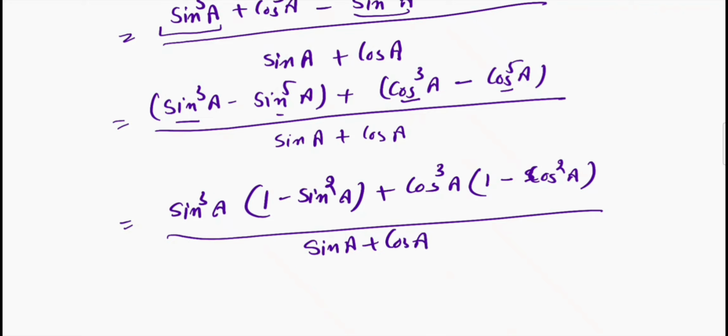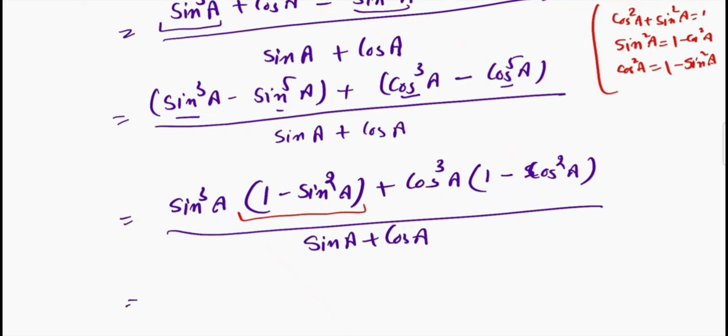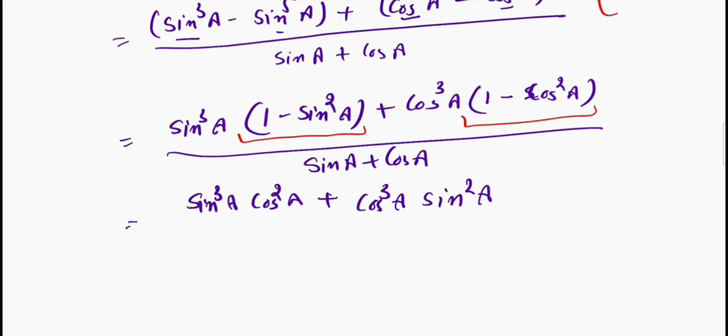Now from this formula we know that cos square A plus sin square A is equal to 1. So from here we'll get sin square A is equal to 1 minus cos square A and cos square A is equal to 1 minus sin square A. So I'll put these values here. So 1 minus sin square A is equal to cos square A. So we'll get sin raised to power 3 cos square A plus cos cube A, and this value 1 minus cos square A is equal to sin square A. So this is sin square A divided by sin A plus cos A.